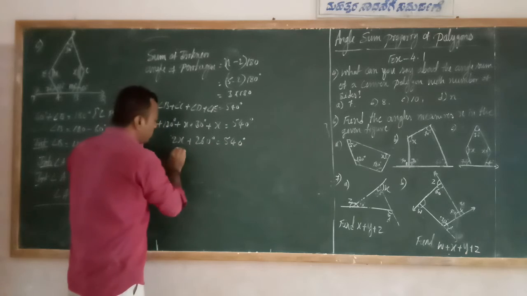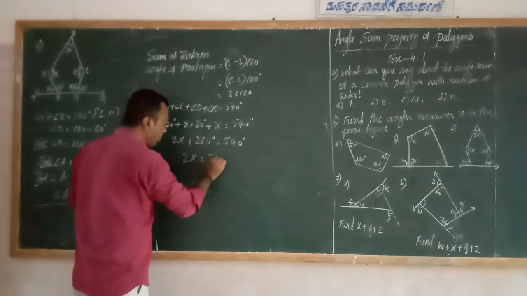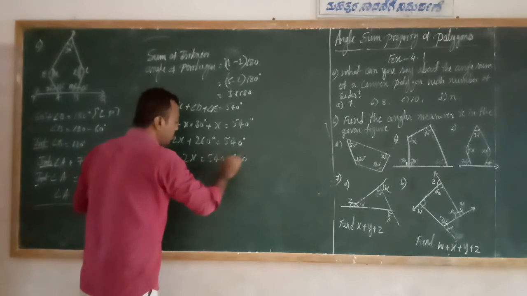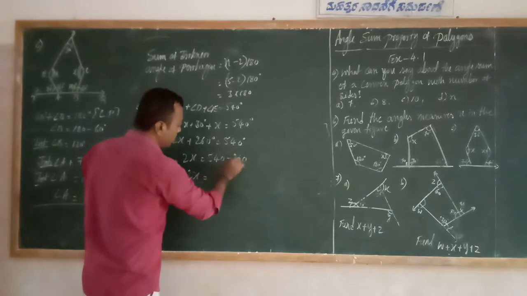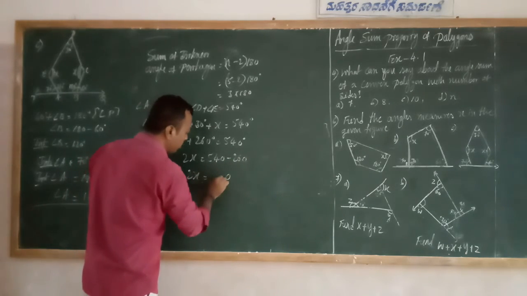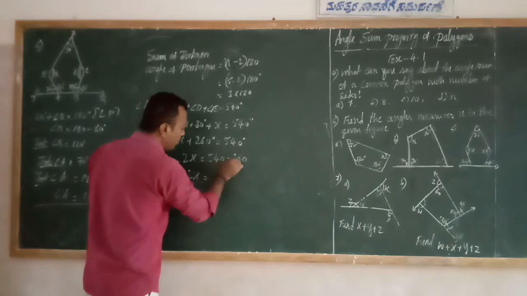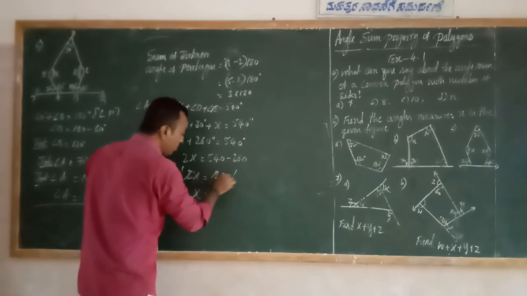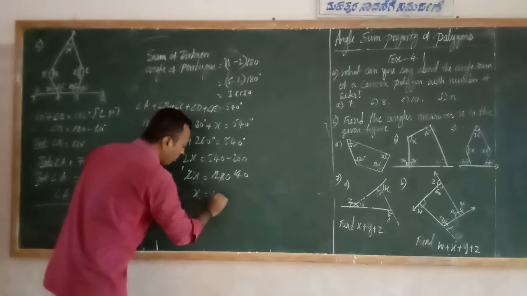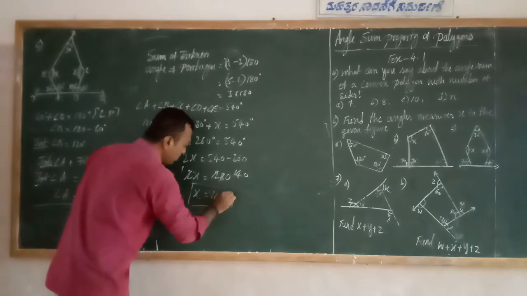So now 2x you have to keep on the LHS side. So 540 minus 260. Therefore 2x is equal to 540 minus 260, which is 280. Therefore x is equal to 280 divided by 2, which is 140 degrees. The value of x is 140 degrees.